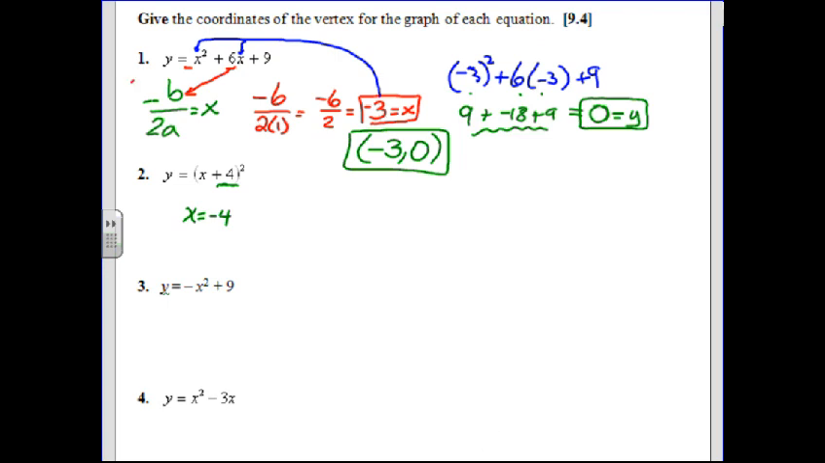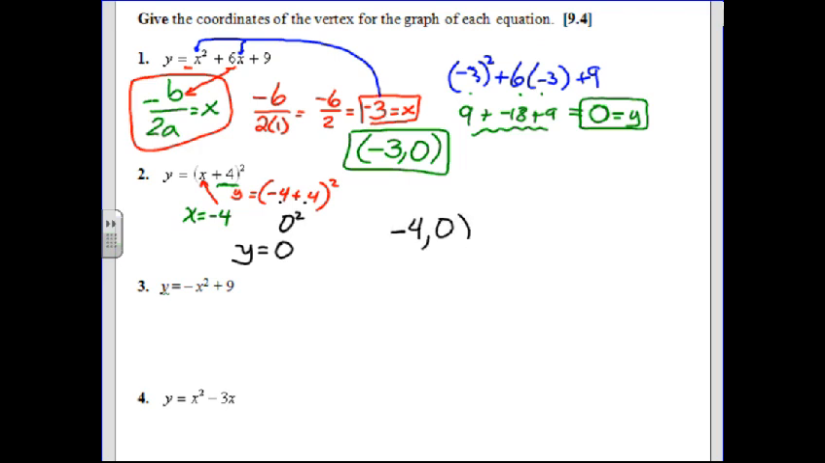So you don't have to use this whole formula for this. Just take that negative 4 now, plug it in there, and you're going to get negative 4 plus 4 squared. That should equal y, whatever that is. Well, what is negative 4 plus 4? That's 0. And 0 squared is still 0. That's your y. So again, we get 0 for y. And our answer is now going to be negative 4 comma 0. Looking for the coordinates, just plug it in.